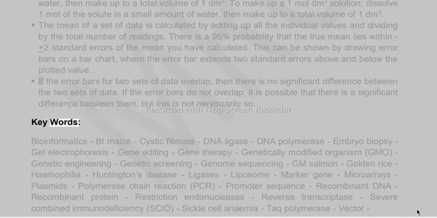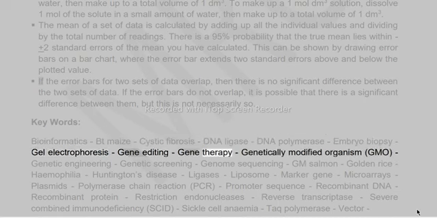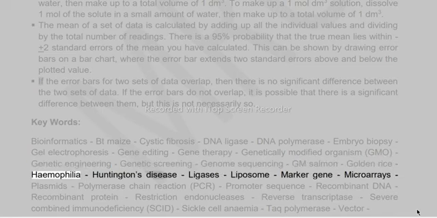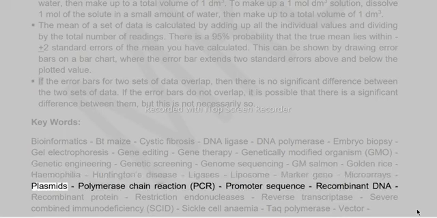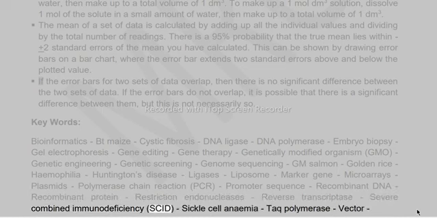Keywords: bioinformatics, Bt maize, cystic fibrosis, DNA ligase, DNA polymerase, embryo biopsy, gel electrophoresis, gene editing, gene therapy, genetically modified organism, GMO, genetic engineering, genetic screening, genome sequencing, GM salmon, golden rice, hemophilia, Huntington's disease, ligases, liposome, marker gene, microarrays, plasmids, polymerase chain reaction, PCR, promoter sequence, recombinant DNA, recombinant protein, restriction endonuclease, reverse transcriptase, severe combined immunodeficiency, SCID, sickle cell anemia, Taq polymerase, vector.